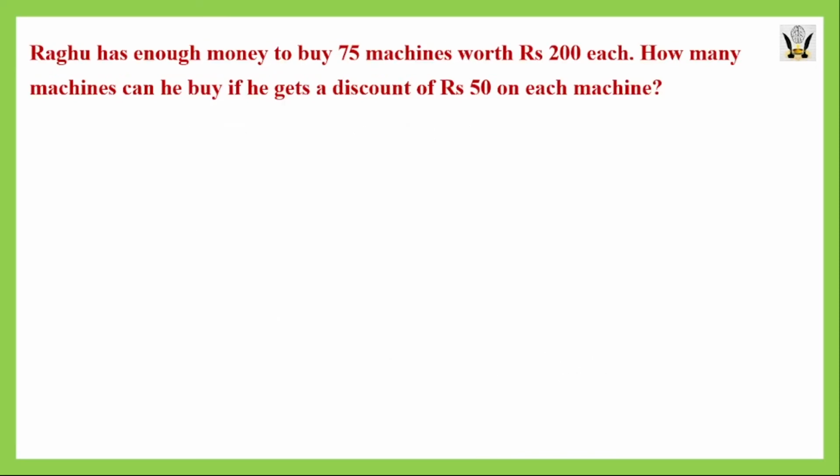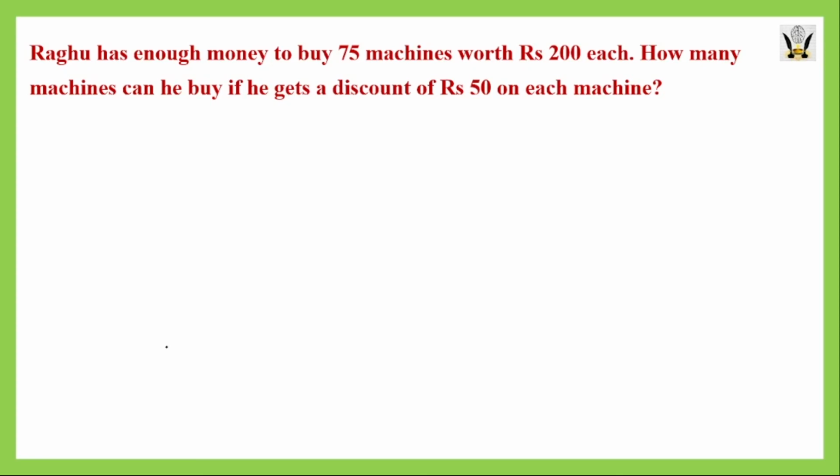Now the next and last problem sum says that Raghu has enough money to buy 75 machines worth rupees 200 each. How many machines can he buy if he gets a discount of rupees 50 on each machine? That means this problem is same as the previous one. Initially for each cycle the price was increased by 125 rupees. Now here he is getting a discount, which means the price of each machine is decreasing by rupees 50. So as the price is decreasing, by the same amount of money Raghu will be able to buy more machines.